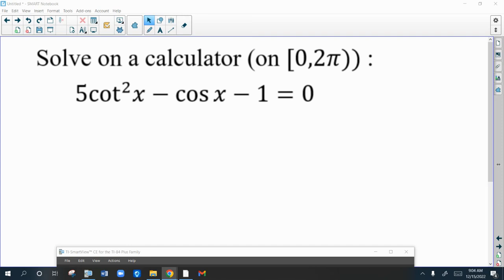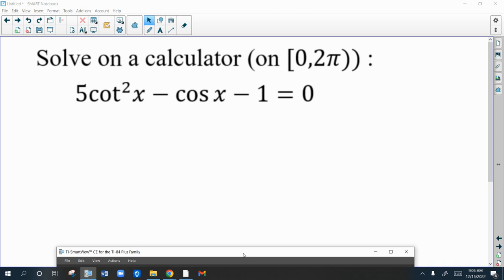Right, so now we're going to solve a trig equation on a calculator. If you look at this trig equation here, this is going to be very complicated or impossible to solve without a calculator. You're not going to be able to isolate any trig function or use the unit circle. So we're going to go straight to the calculator.